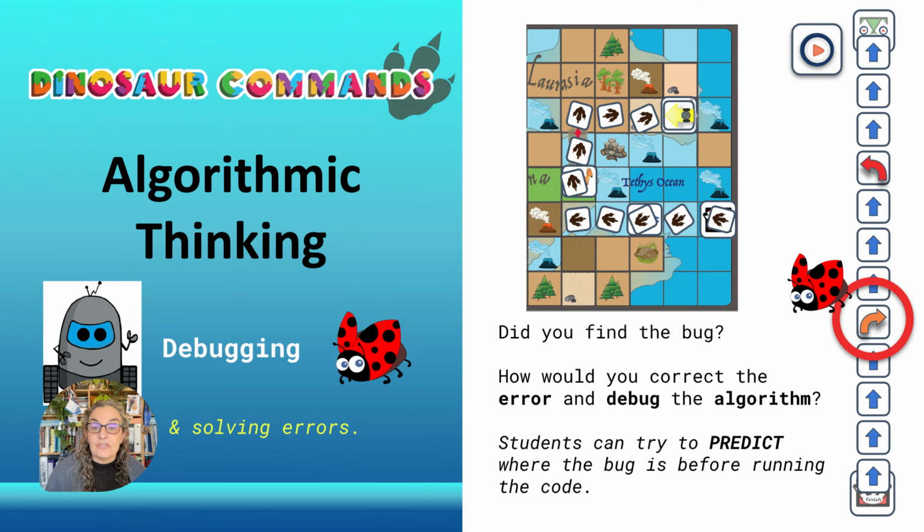The other thing that we want to try and encourage students to do is to predict where the bug is before it's running. Prediction is really, really key. Can they predict what's going to happen in an algorithm if there are going to be potential bugs? And then obviously they can check and find out whether they are correct or not.